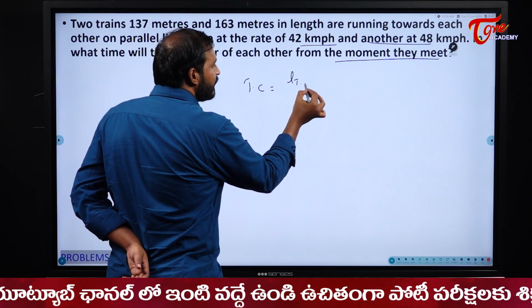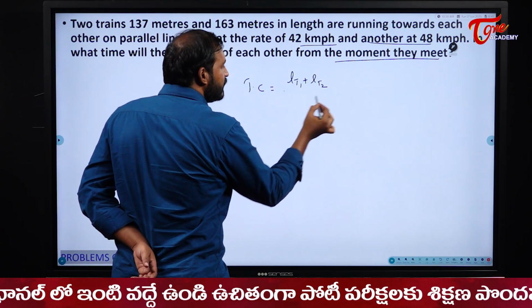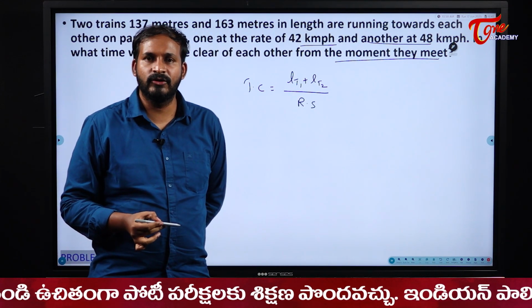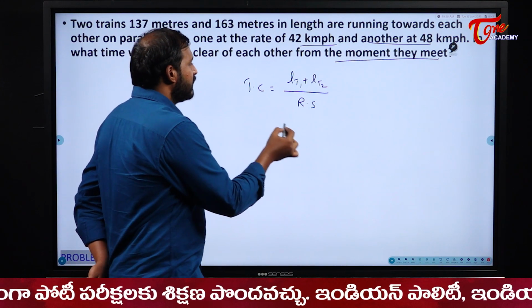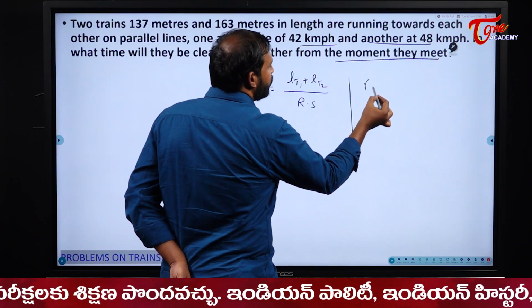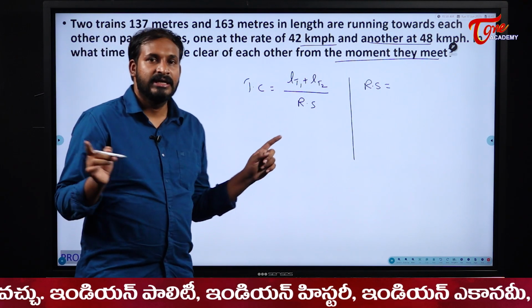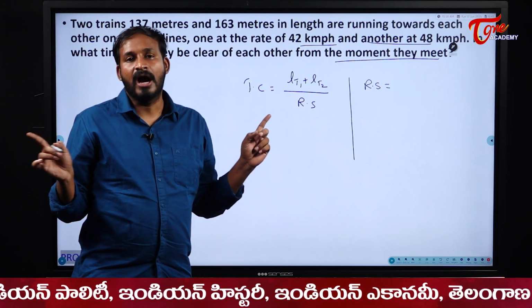Length of train 1 plus length of train 2 by relative speed. What is relative speed in this case? Whether they are moving in same direction or opposite direction? Running towards each other. Running towards each other means opposite direction.